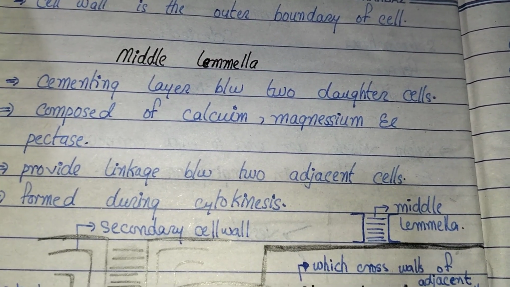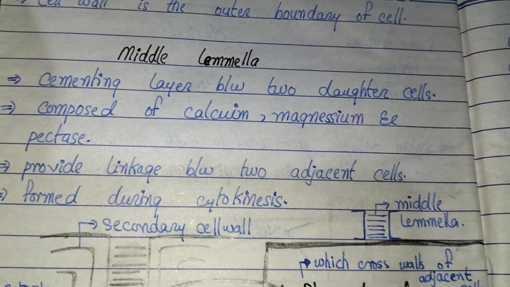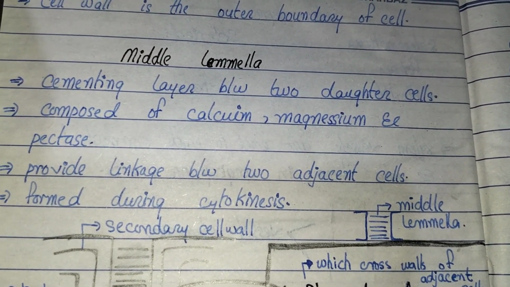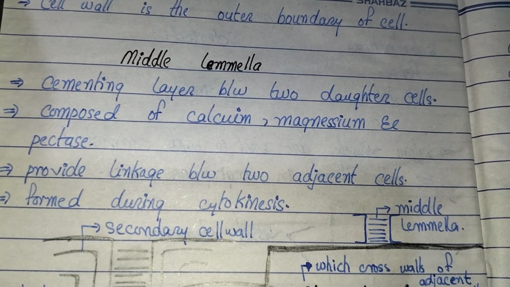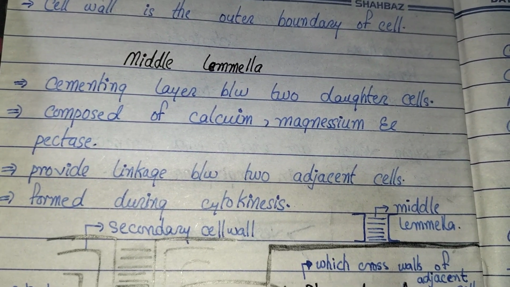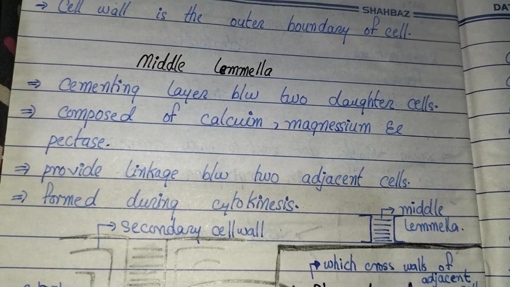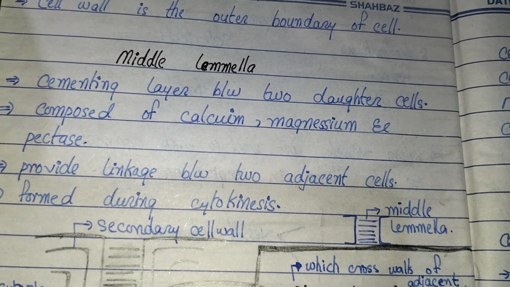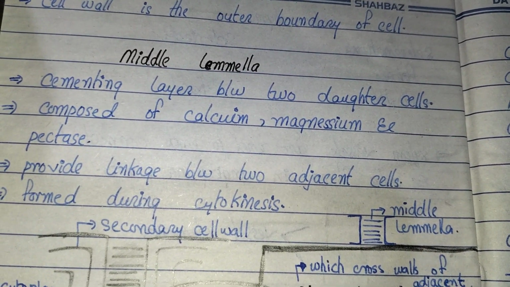The middle lamella is also called a cementing layer between the two daughter cells. It is composed of calcium, magnesium, and pectate. It provides a linkage between two adjacent cells, and it is formed during the process of cytokinesis.